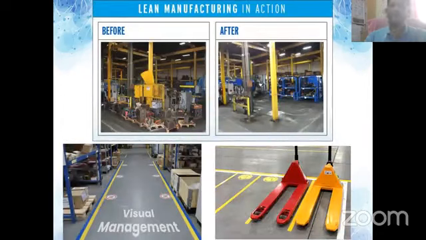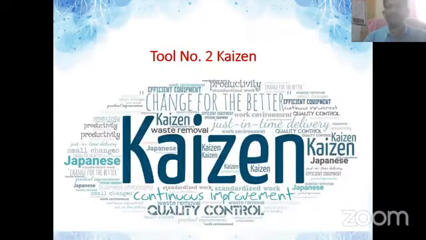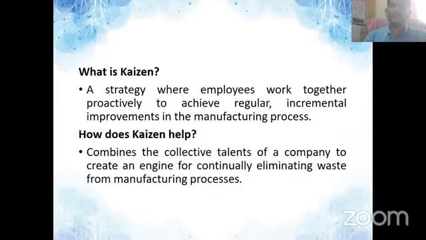So after lean manufacturing implications, before and after, you can clearly see the difference. Next will be Kaizen. So in Kaizen, what is Kaizen? It's a strategy where employees work together proactively to achieve regular incremental improvements in the manufacturing process. You might have heard of Kaizen in your 6th or 7th semester in the quality assurance subject.